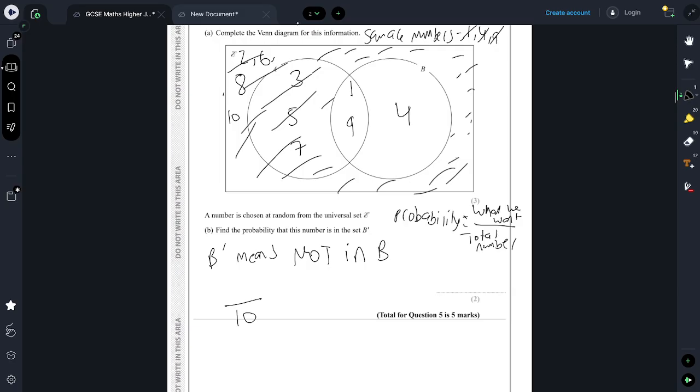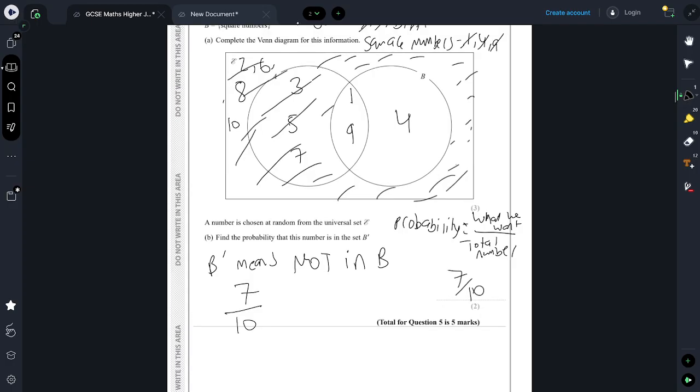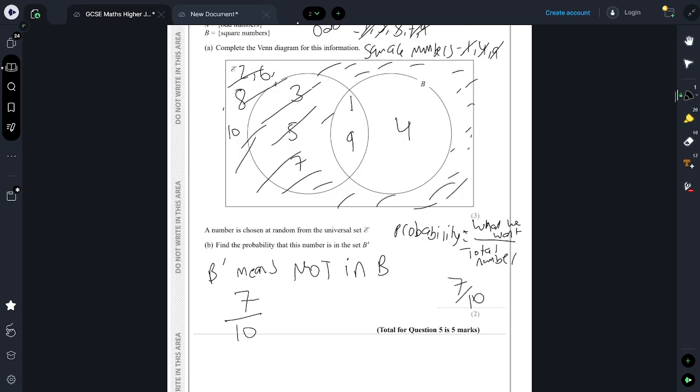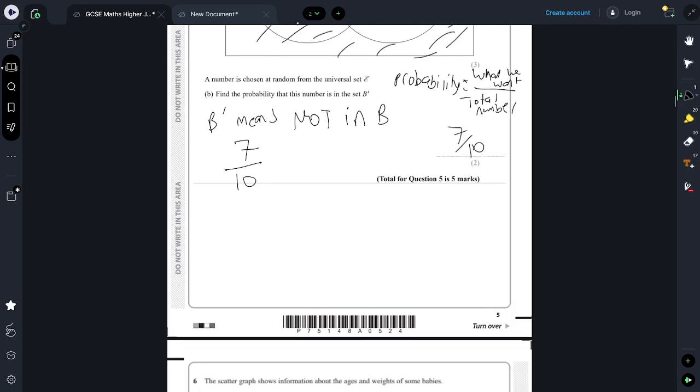And how many numbers are there? 1, 2, 3, and then 4 outside: 4, 5, 6, 7. So out of 10 numbers to choose from, 7 are not in B. So that is your probability there. We can't simplify it, but even if we could, it doesn't matter. That's the answer to that. Very nice question actually, especially if you love Venn diagrams. Really lovely question.